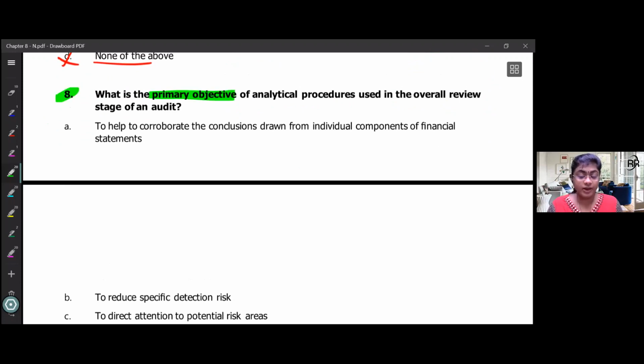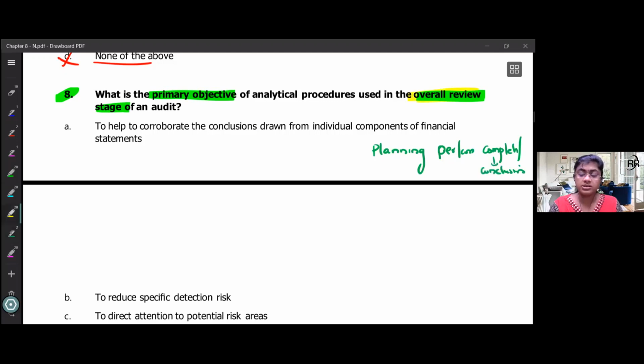Eighth one. Primary objective of analytical procedure used in overall review stage of audit. See, students, we said twice: in planning we use analytical to identify risk, decide procedure, to understand. Then we use it while performing, conducting, to obtain relevant and reliable evidence. Finally, in the completion stage, that is the overall review stage, why? To arrive at the conclusion.